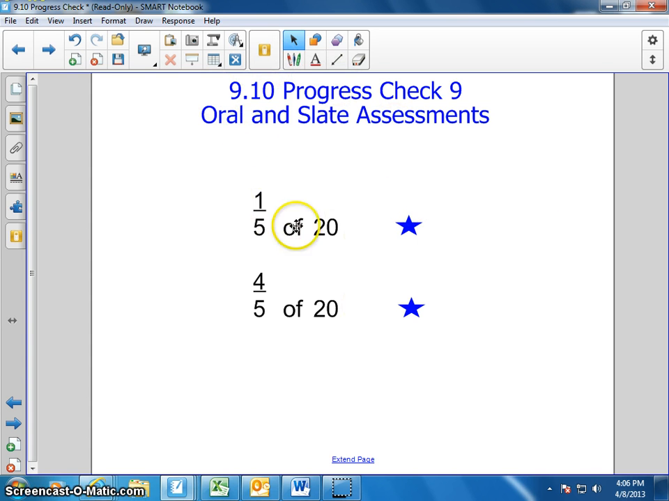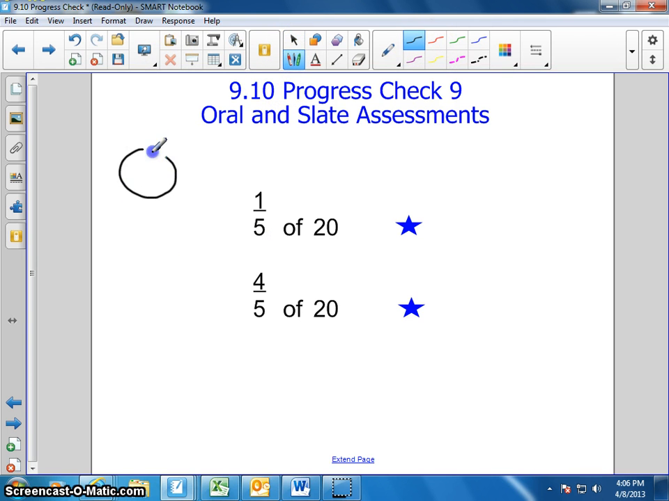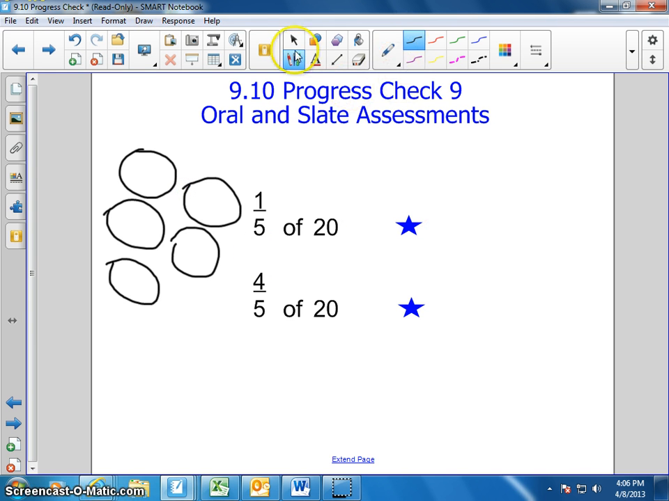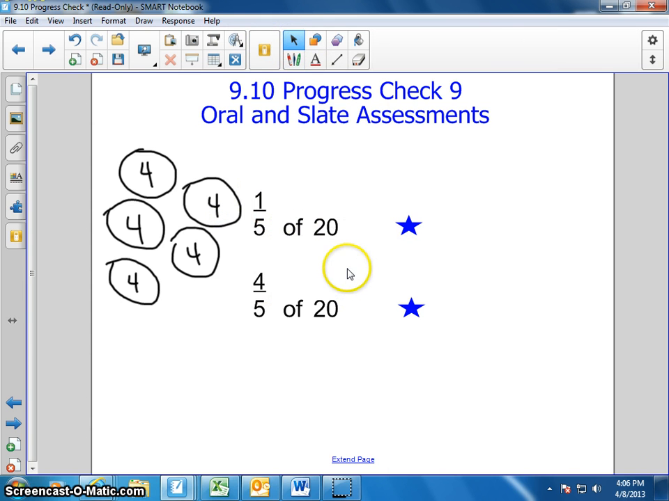Alright, this we can do the same thing. This just means that we want to know what one group out of 5 equal groups of 20 is. So, if we drew a picture for that, how many would go into each of these groups? Well, about 4. So, what's 1/5 of 20? It would be one of these pieces, right? Because this is the whole and these are the pieces. So our answer is 4.